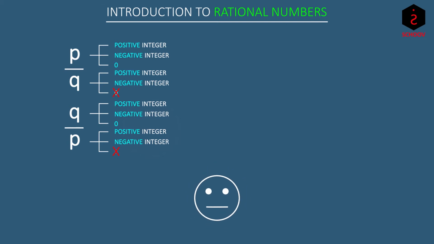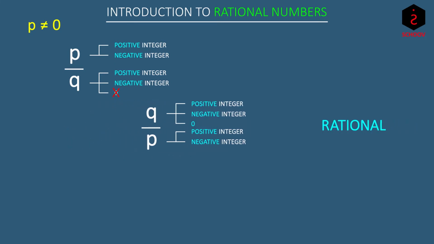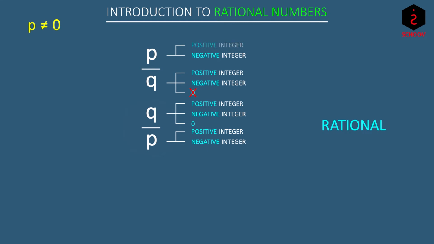But if we know for sure that P is not 0, then yes, Q by P will also be rational. Why? Because P by Q is rational, that means that P is an integer and Q is an integer and Q is not 0. So, in Q by P, Q and P are integers, P is not 0. And hence Q by P is a rational number.